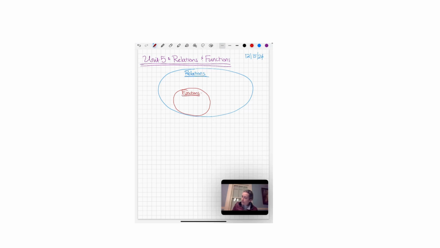Okay. So here is the scoop. Relations is a big word. It's a big category with lots of things in it. And some of those things inside that big category of relations are functions. So that's our little red function circle. So a relation is a super general math idea. And it kind of goes like this.